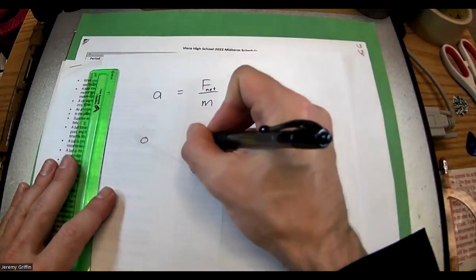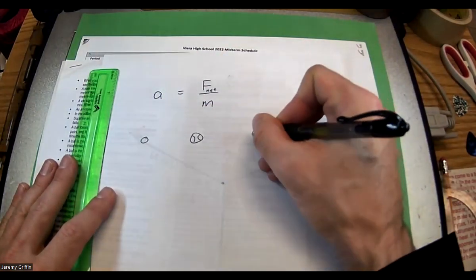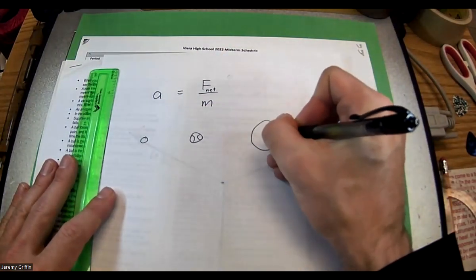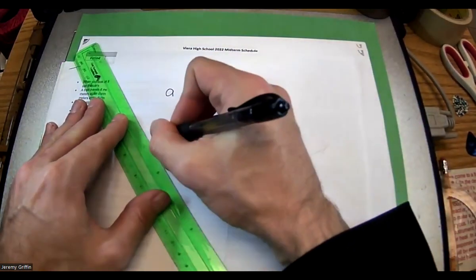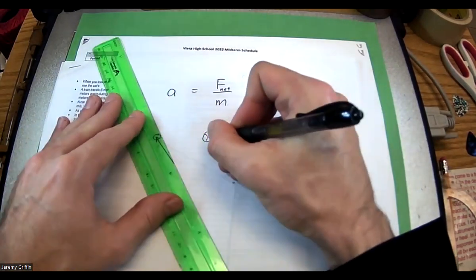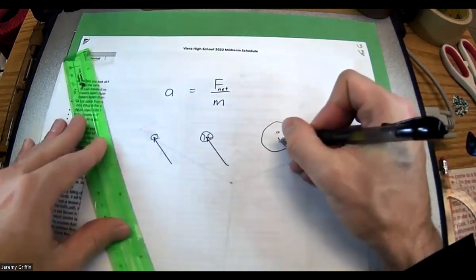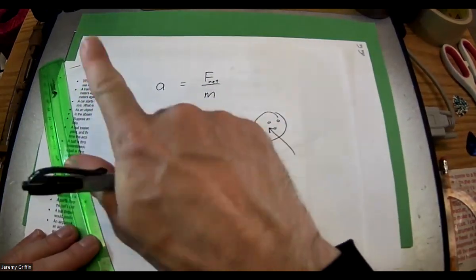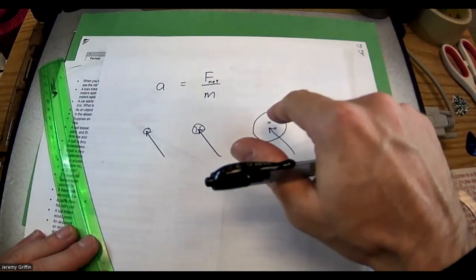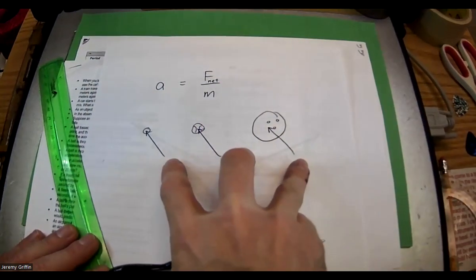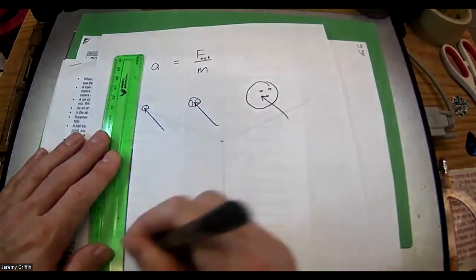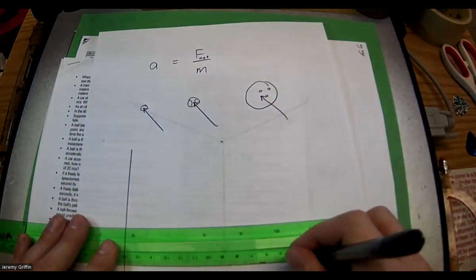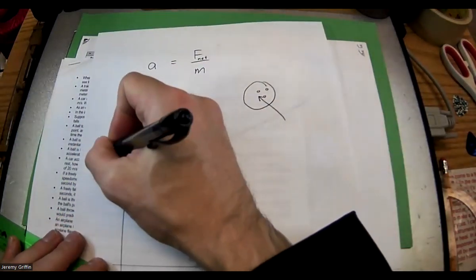Here, let me give you an example with this one. Suppose you've got a ping pong ball, a tennis ball, and a bowling ball, so increasing mass from left to right. And we put the same force on each of these guys, like 20 newtons of force. The same force, different masses. Is this going to accelerate differently? I think so.